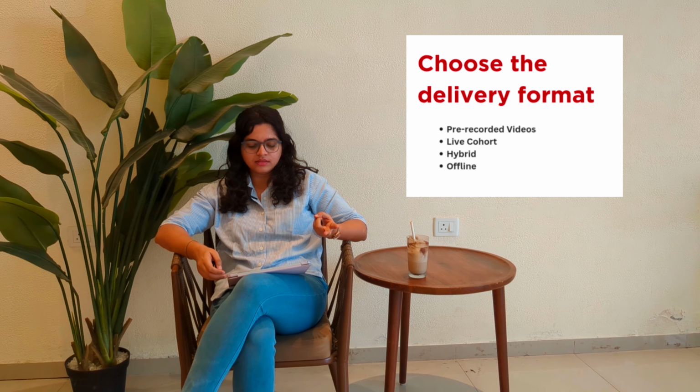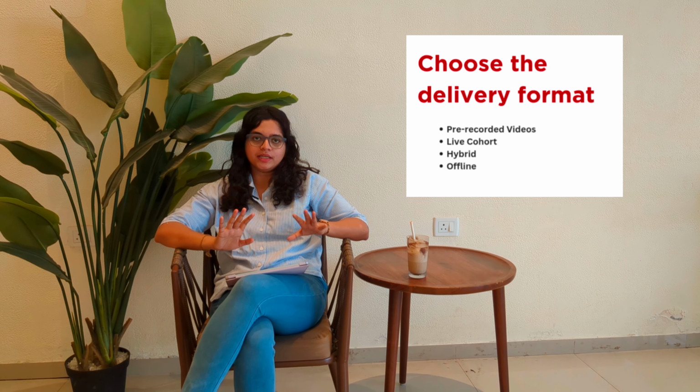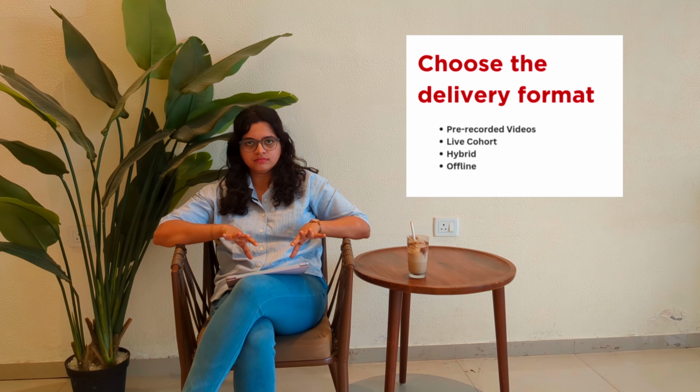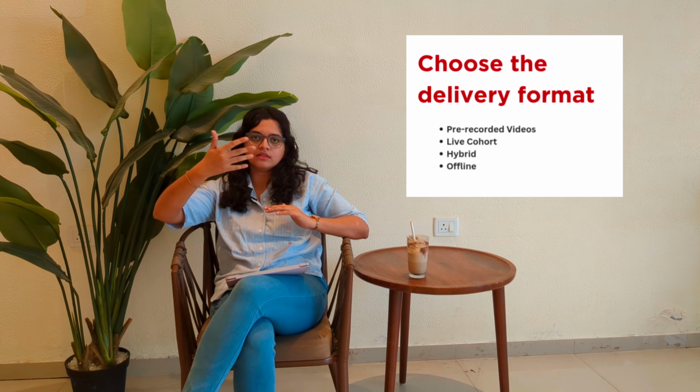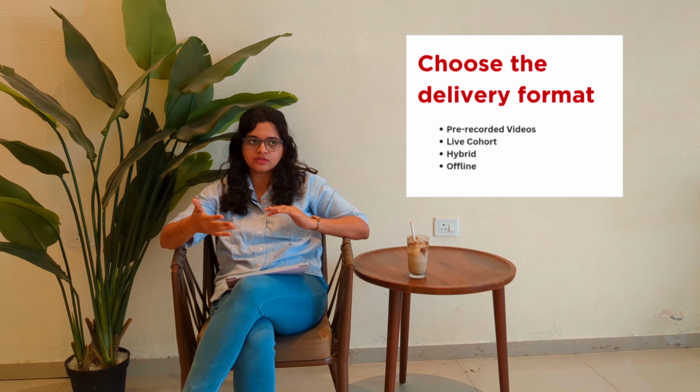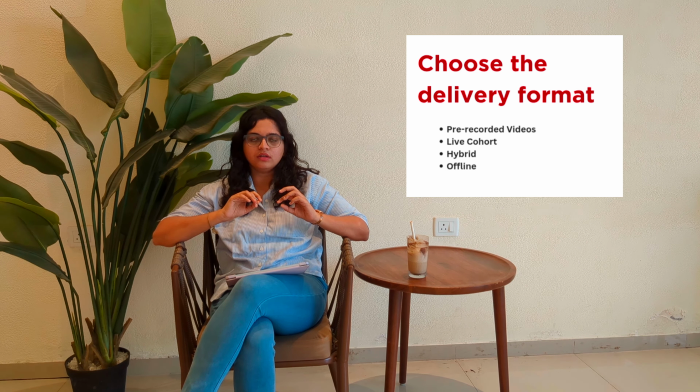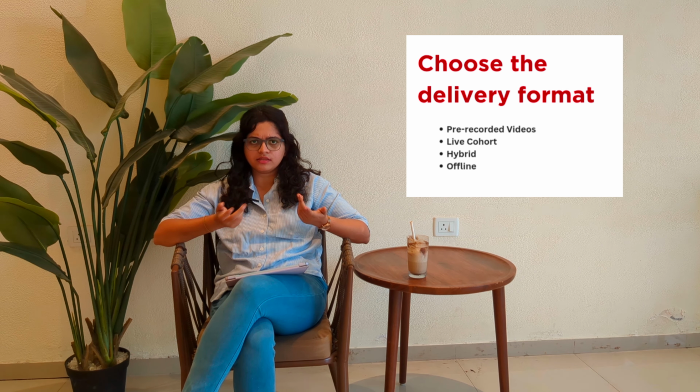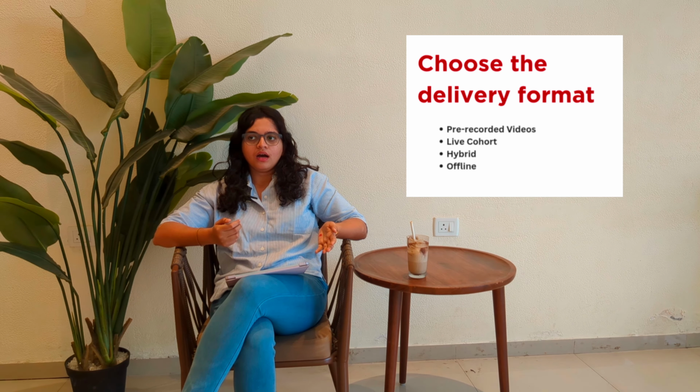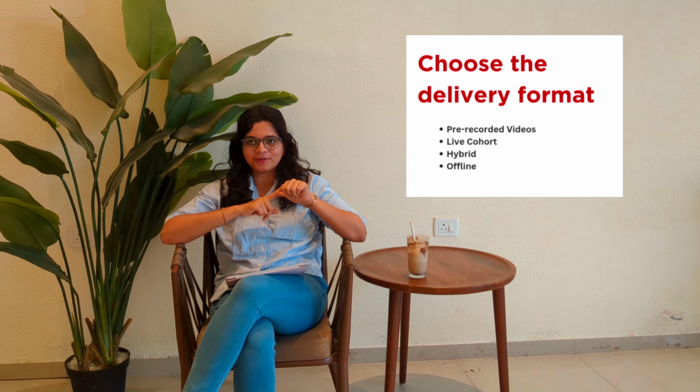Second delivery format is live cohorts. What happens in a live cohort is every month a group of 20 to 30 students come, and the educator or the coach will deliver the content of the course to the students online on Zoom or Google Meet or any video conferencing call, right? I love this. This is like online classrooms. You can charge a lot more. You can get people to talk to you. You can solve their problems in real time.